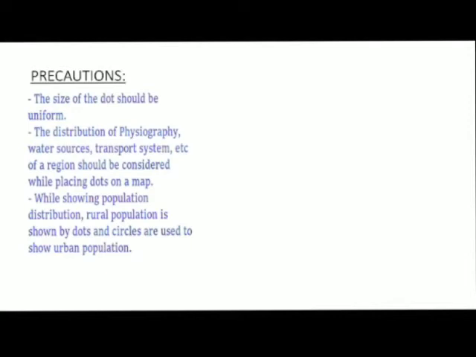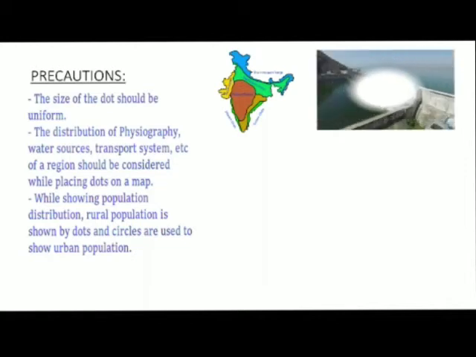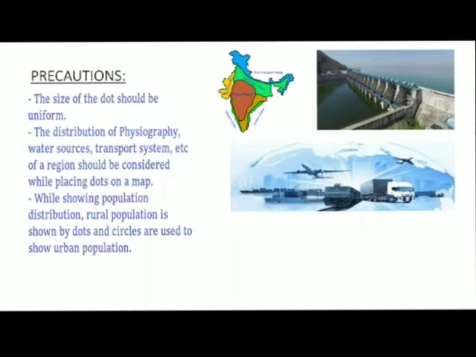Let us see what precautions have to be taken while using the dot method for a map. The size of the dot should be uniform. The distribution of physiography, water sources, transport system, etc. of a region should be considered while placing dots on a map. You cannot draw dots anywhere. If there is a water body, you cannot draw dots on that area. If it is a desert, you cannot put dots there. While showing population distribution, rural population is shown by dots and circles are used to show the urban population.